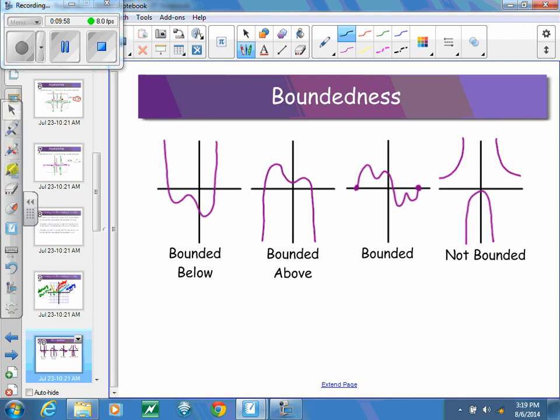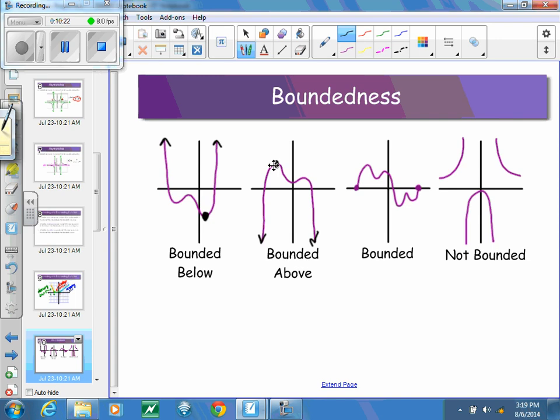So when you're talking about being bounded below, that means that your graph does not have a maximum, because this graph is going to go towards positive infinity for your maximum here, but it does have a minimum value, and so that would mean it's bounded below. If you do not have a minimum, but you have a maximum, that's saying that it's bounded above.